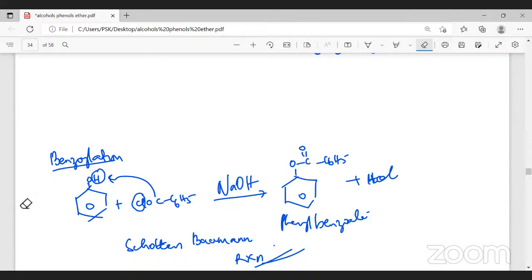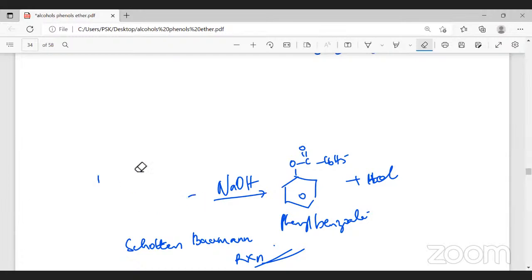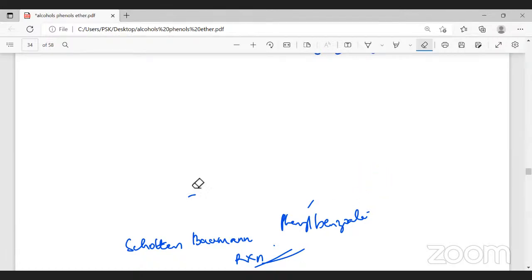Few more reactions, and then we'll solve some of the questions possible. Now, the next reaction is the reaction with PCl5, phosphorus pentachloride.